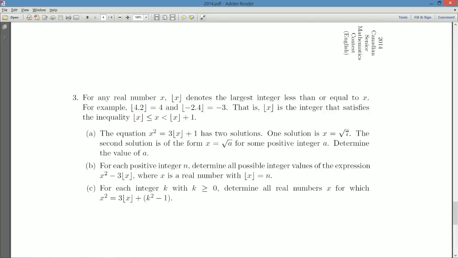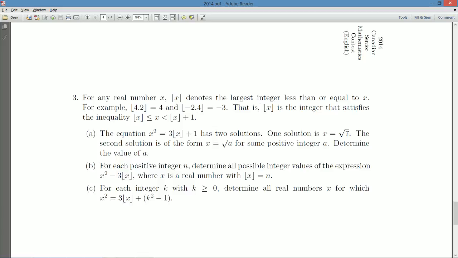For any real number x, this symbol, which we call the floor function of x, denotes the largest integer less than or equal to x. This idea comes up every once in a while. For example, the floor of 4.2 is 4, because 4 is the greatest integer less than or equal to it. Negative 2.4, you might think it's negative 2, but in fact negative 3 is less than or equal to negative 2.4. So it's not about absolute value or magnitude, it's just about the ordering of the real numbers and the integers. That is, floor x is the integer that satisfies the inequality floor of x less than or equal to x less than floor of x plus 1. There's exactly one integer that satisfies that, and floor x is what we call that.